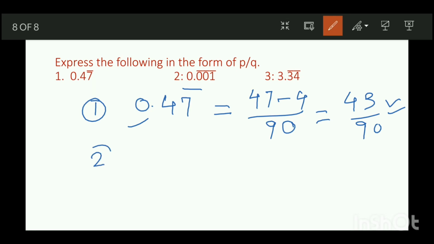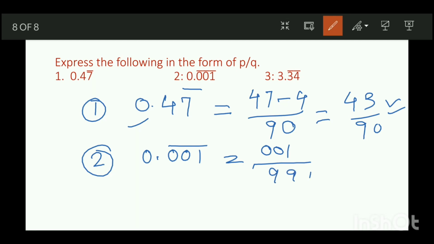Question number 2, 0.001 bar. Here we can see all the digits are repeating. So we will use formula number 1. We can see all the digits after the decimal are repeating. So we will write the repeating digits in the numerator, and as many nines as the number of digits repeating. So here 3 digits are repeating, so we will write three 9s. So what will this be? This is our second solution.